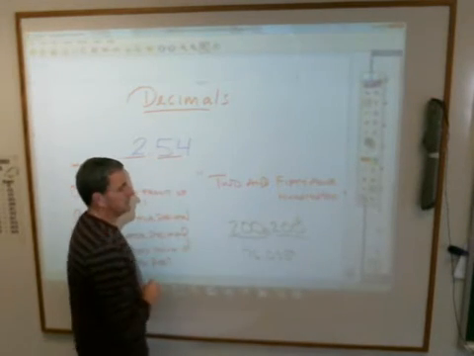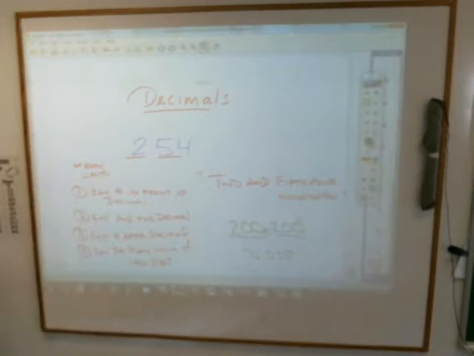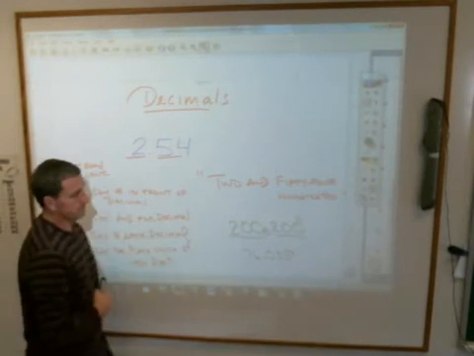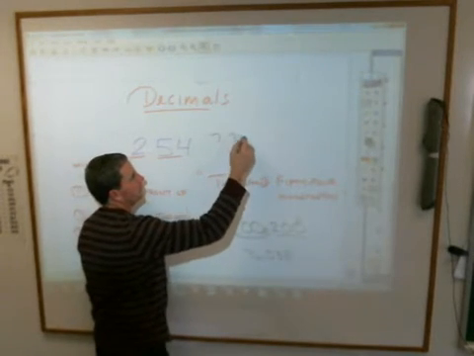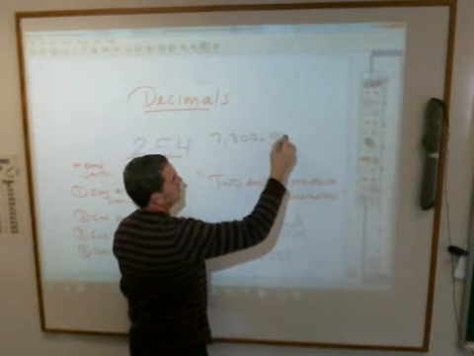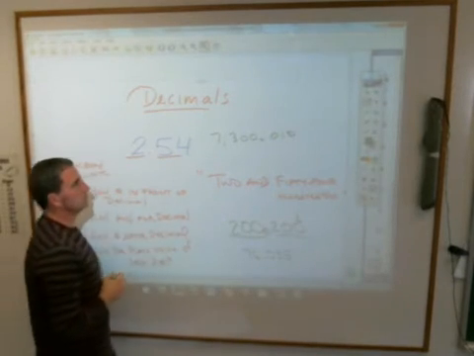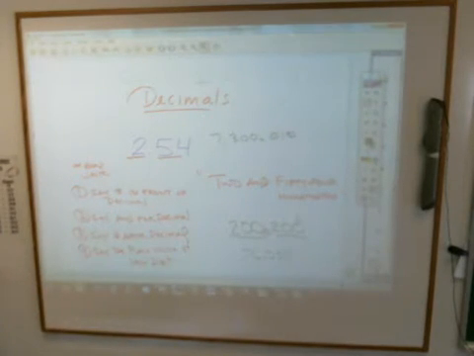76.035. Amelia? 76 and 35 thousandths. Very good. One more. How about 7300.010? That one there. Wade? 7,300 and 10 thousandths. Very good.